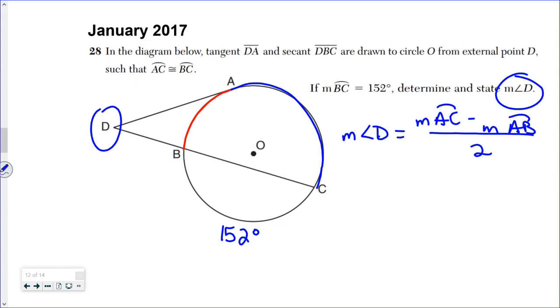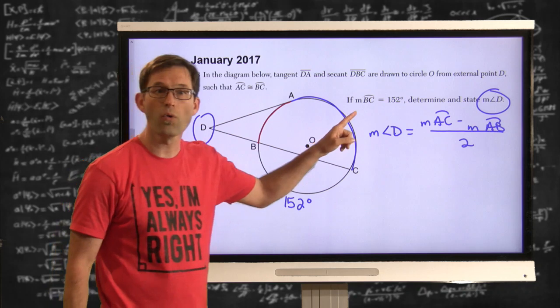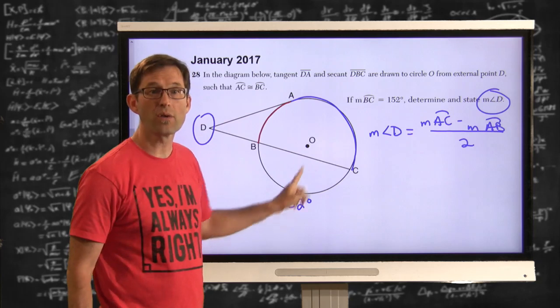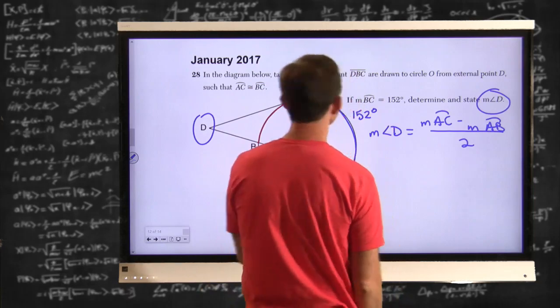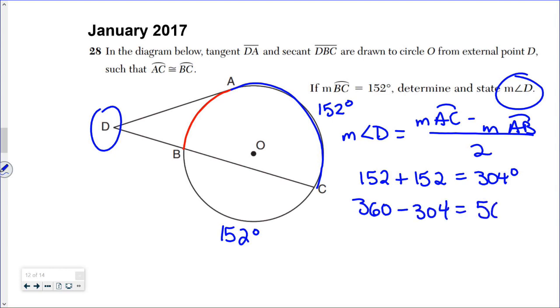Okay. Well, that means I gotta have those two arcs, so there's no way I'm gonna be able to figure out what D is. The plain fact, though, is they told me that AC and BC are congruent to each other. So if BC is 152, AC is 152. That's easy enough. But I still need AB. That is also easy enough because all three arcs in this problem, AB, BC, and AC, must add to 360 degrees. So I can just take that 152 and add another 152, and I can get 304 degrees. I can then do 360 minus 304, and that gives me 56 degrees. That's gotta be the measure of arc AB.